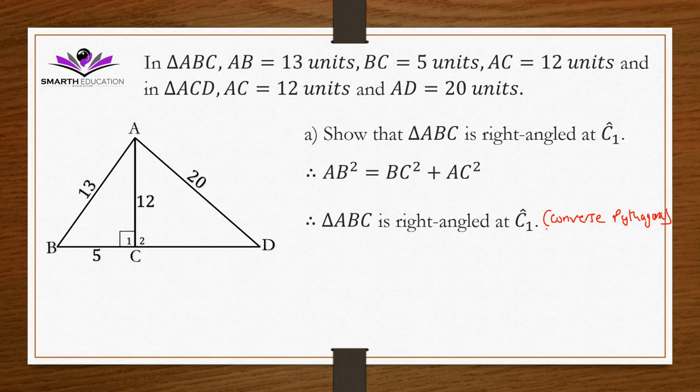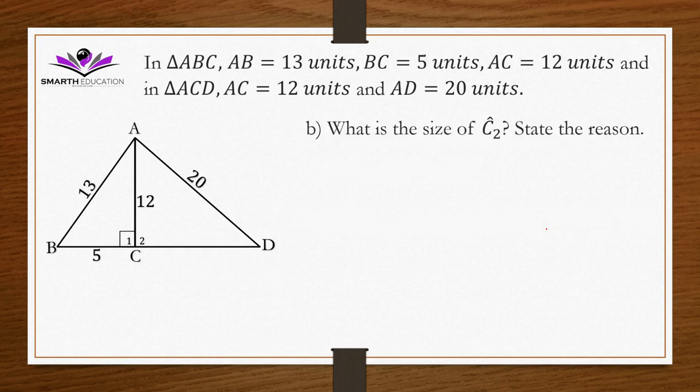Okay, converse Pythagoras. And then it means angle C1 is 90 degrees. And then the second part, we're finding the size of angle C2. If this angle C1 is 90 degrees, what is the size of angle C2? So it means C2 also is 90 degrees because C1 and C2 are adjacent angles on a straight line. So this is the straight line, then common vertex, and then common side.